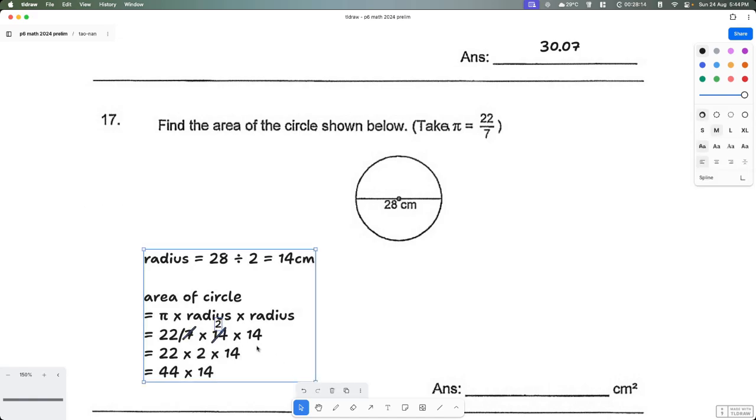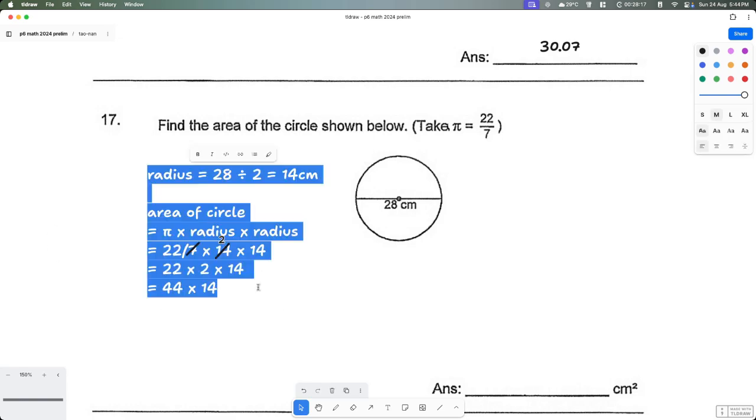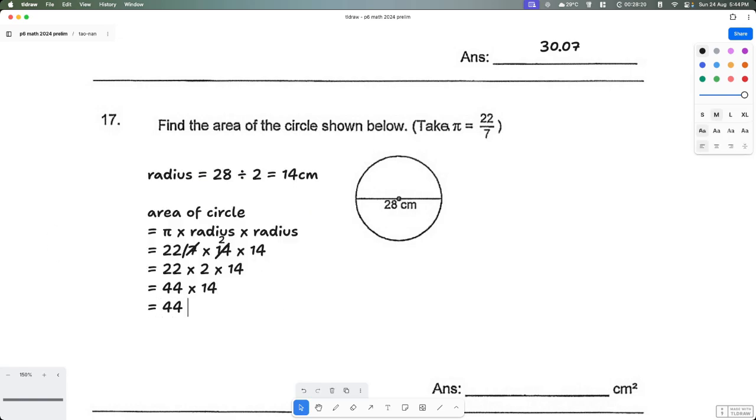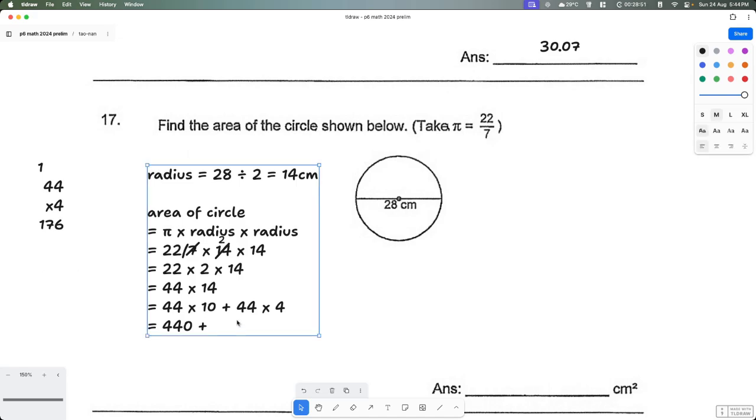So let me just move this over here. 44 times 14 is basically equal to 44 times 10 plus 44 times 4. So 440 plus 44 times 4. 4 times 4 is 16, so 6 and we put 1 here. Then 4 times 4 is 16, plus 1 is 17. 176, correct. 176.